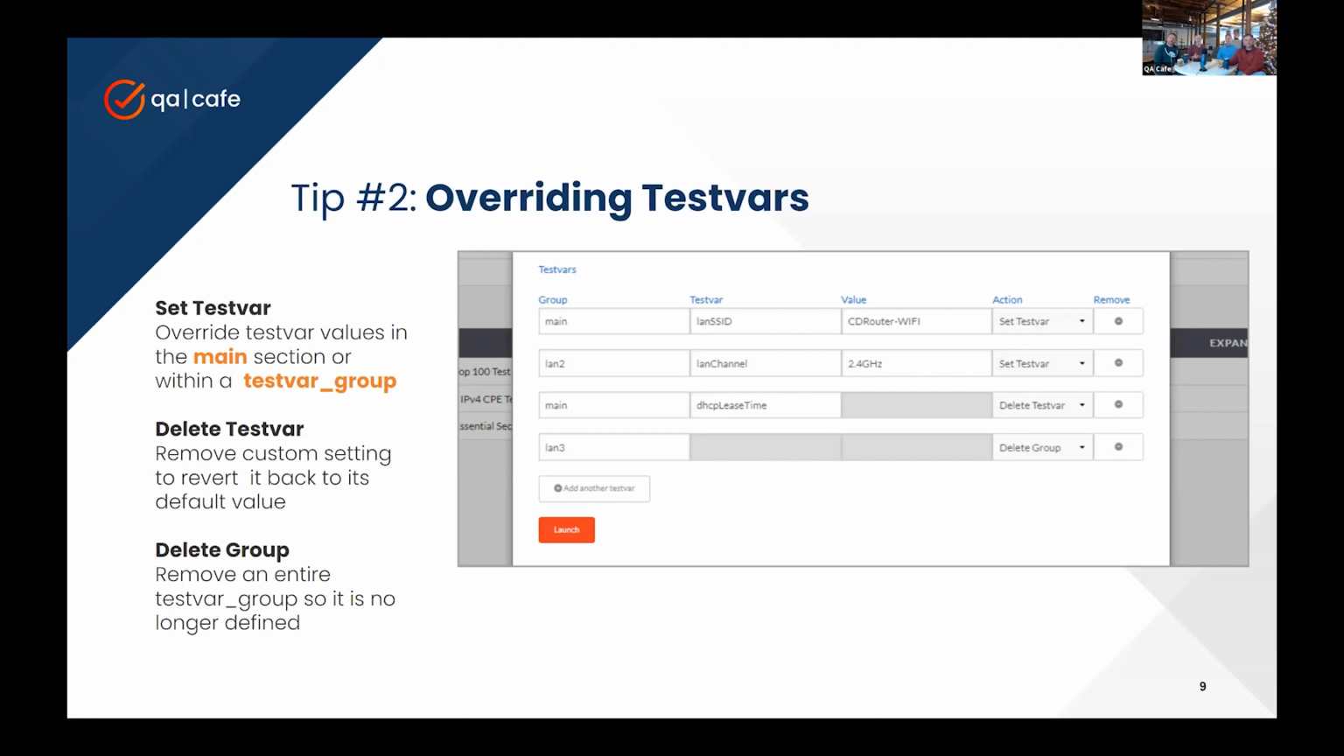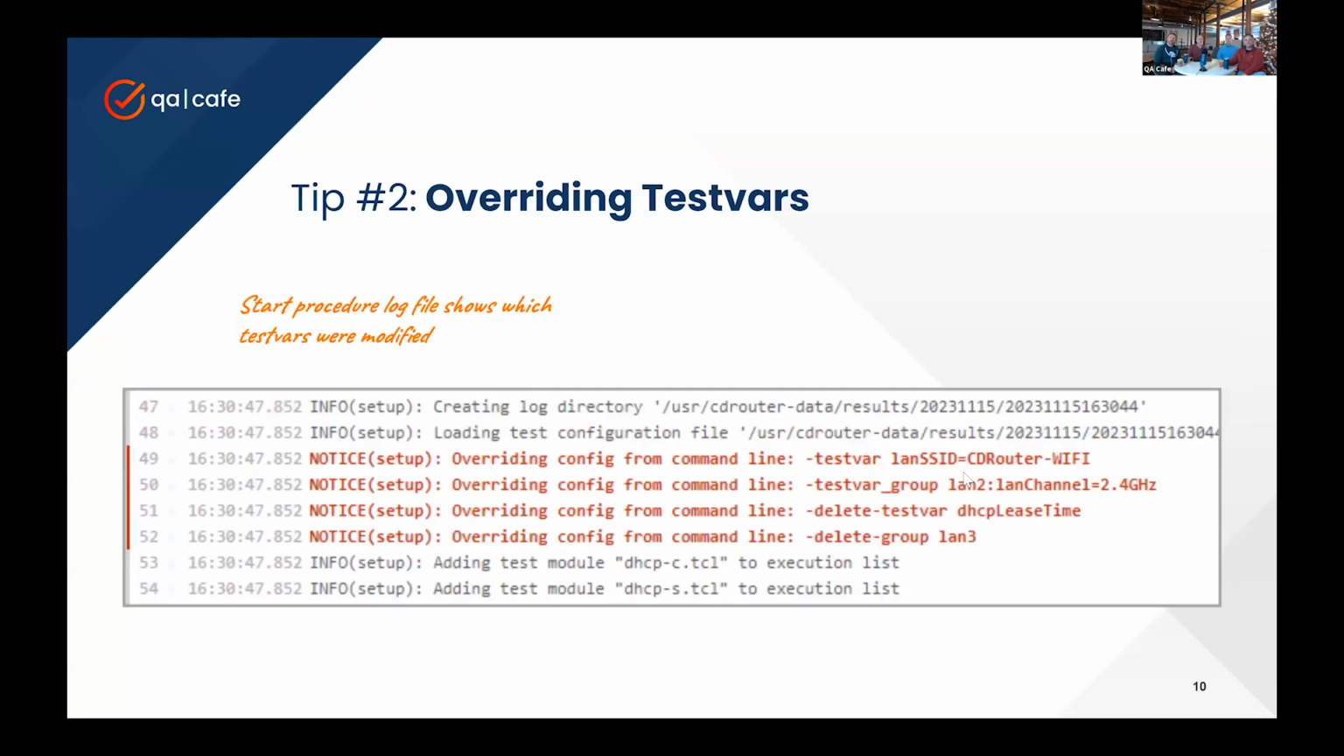And then you can also delete an entire test var group. So if your config had 3 LAN interfaces defined, for example, and you wanted to just comment one of those out, normally you'd edit the config file, put the ignore keyword there, or just delete it completely. This just allows you to remove it just for that test run. So all of these only apply to a specific test run. They don't actually modify the config file at all. That's handy.